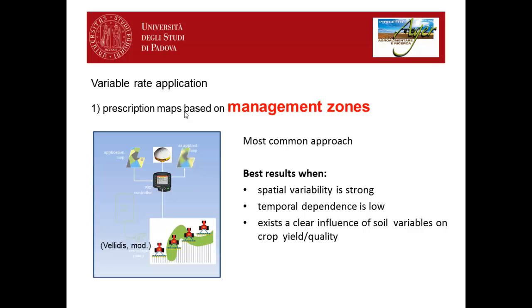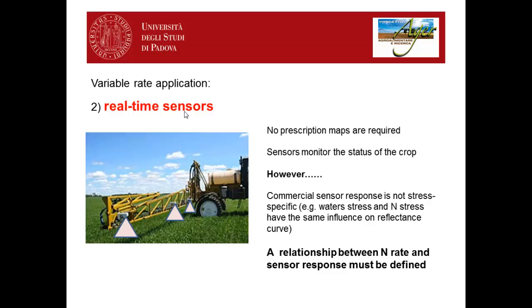The other system is real-time sensor application, and it's the dream of Italian farmers. You just go in the field, you have your sensor, you sense the status of your crop, and you apply the fertilizers. But there are some problems. The first one is that commercial sensors are not stress specific. I mean, sometimes it's difficult to separate nitrogen stress from water stress. But most important is that the relationship between nitrogen rate and sensor response must be defined.